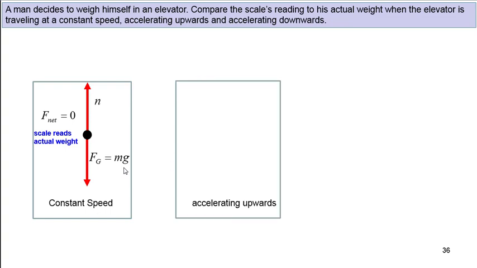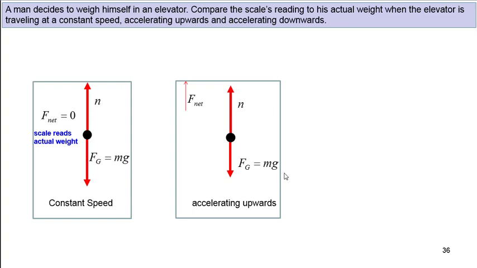Let's contrast that with when the elevator is accelerating upwards. The free body diagram is exactly the same. Nothing in this free body diagram shows the direction the object is moving or the direction the object is accelerating. Nothing here tells me anything about that. However, if the man is accelerating upwards, there has to be a net force pushing him up. In that case, this number is going to be bigger than this number. That's the only way to have a net force pushing up. So the scale will read a number larger than his weight.